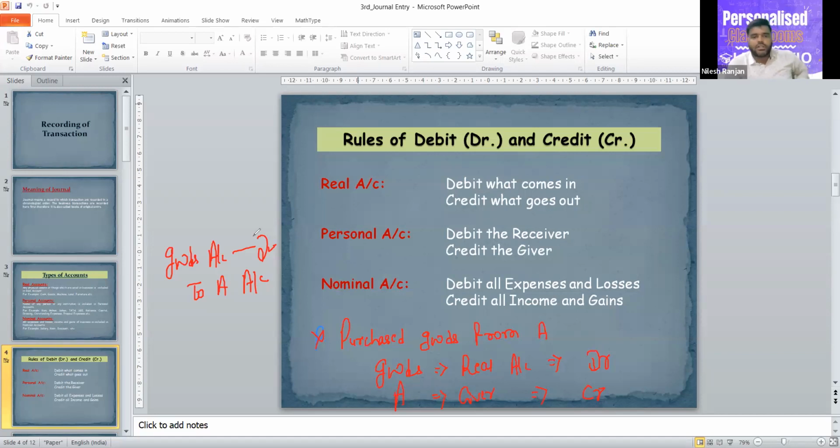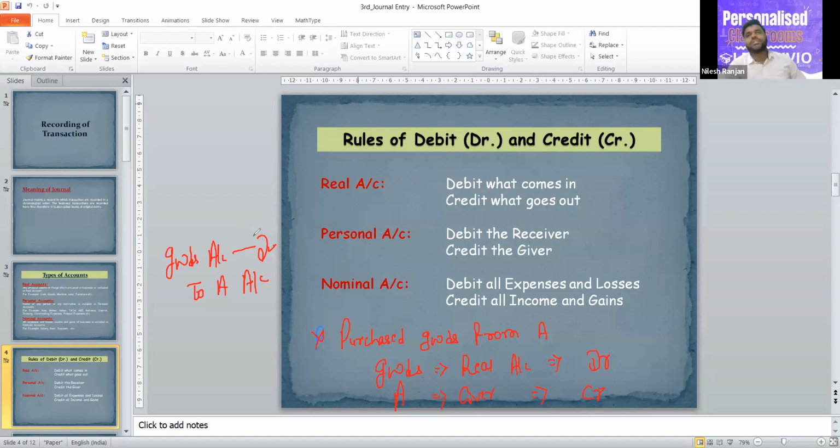Okay. The last one is debit all expenses and losses, credit all income and gains. Now, I told you that in nominal account, we include expenses, losses, income, and gains. So any expense given in a transaction will be debited. If we have paid wages, then wages will be debited. If we have paid salary, then salary will be debited.